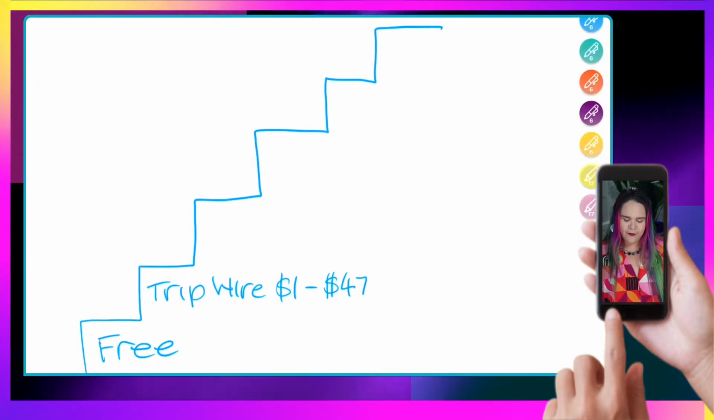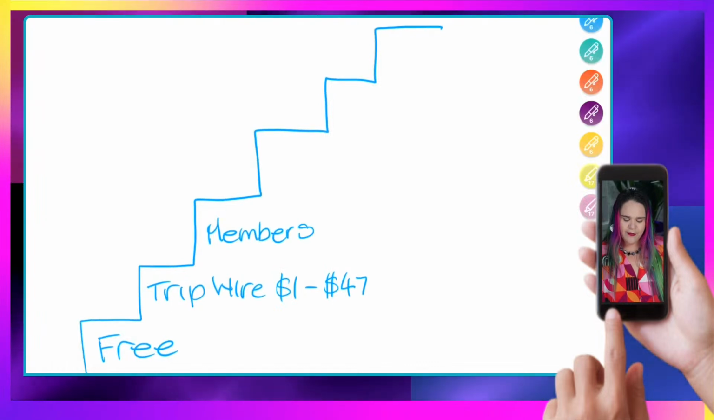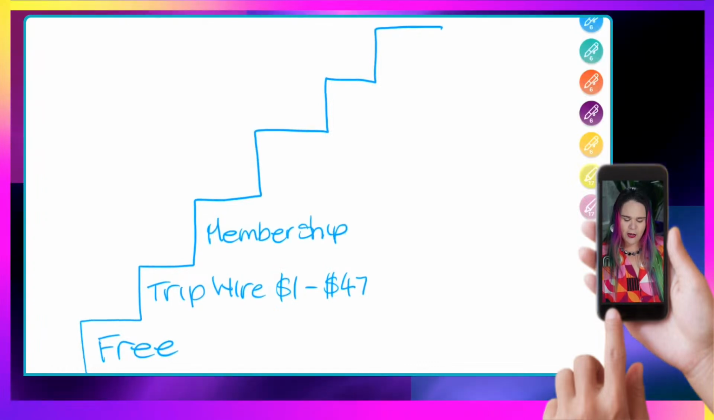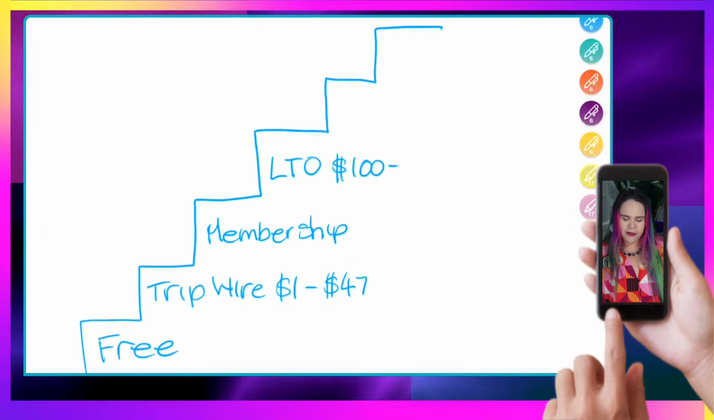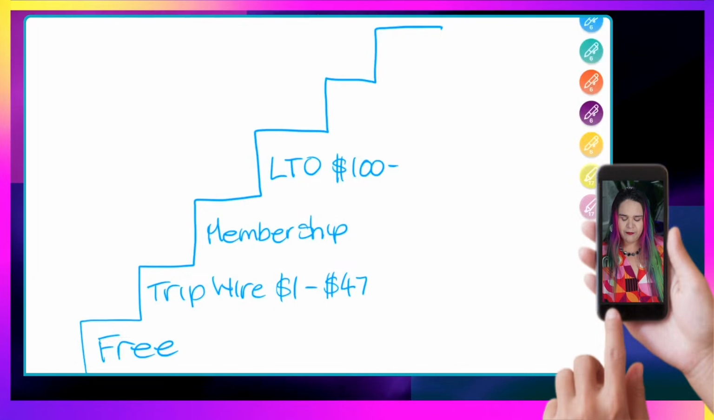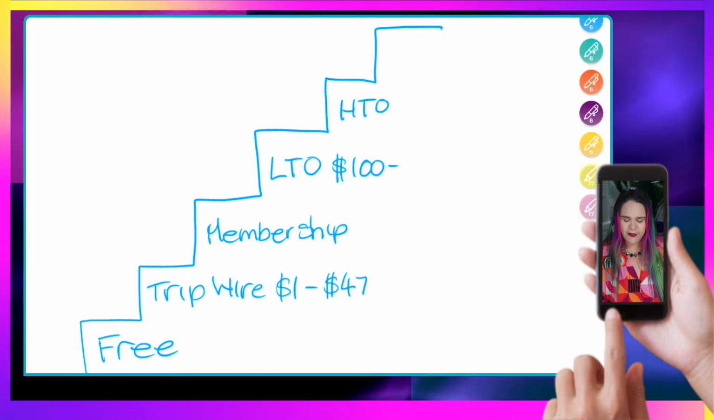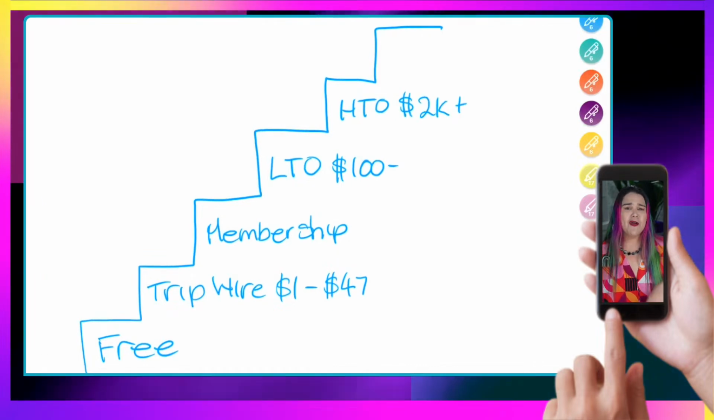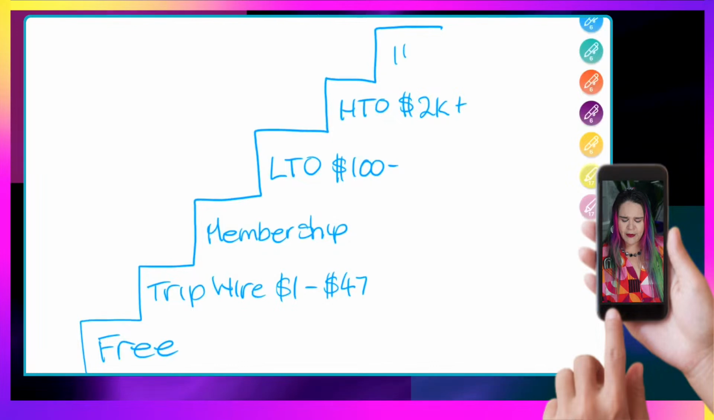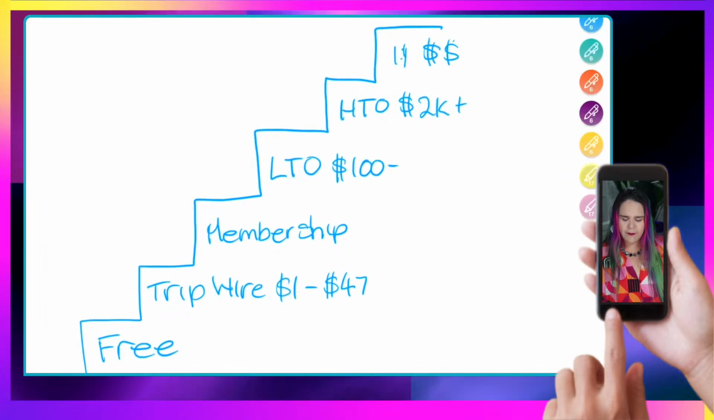Then you might have like a membership program here. Then you will have a low ticket offer, like a course. Maybe it's $100 to maybe just under 2,000. Then you've got a high ticket offer here, which is 2K plus. And then you've got the creme de la creme right up the top here, which might be your one-on-one services, which is quite a lot of money.